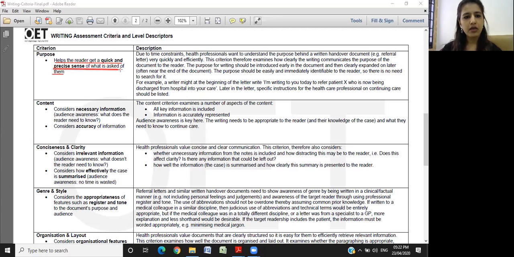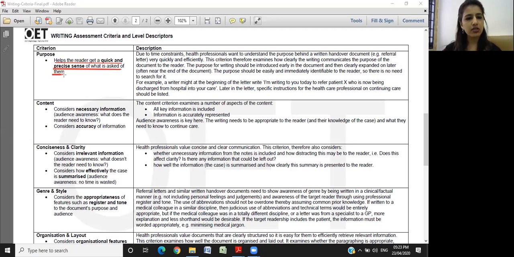So when you are writing a referral letter, you would have to imagine, or create, a story of that patient in your mind, and you would have to narrate that story related to that particular purpose to the target reader.